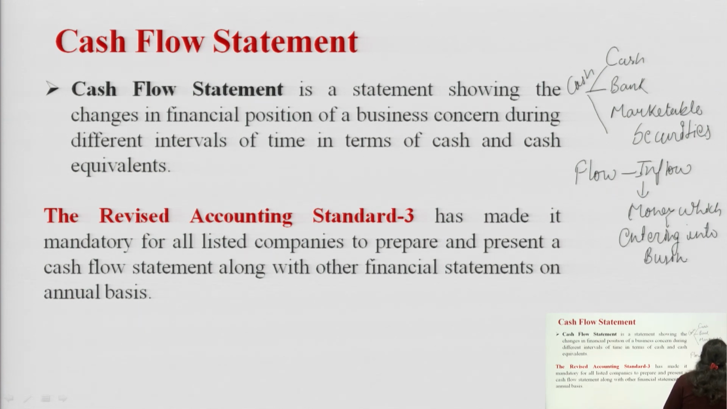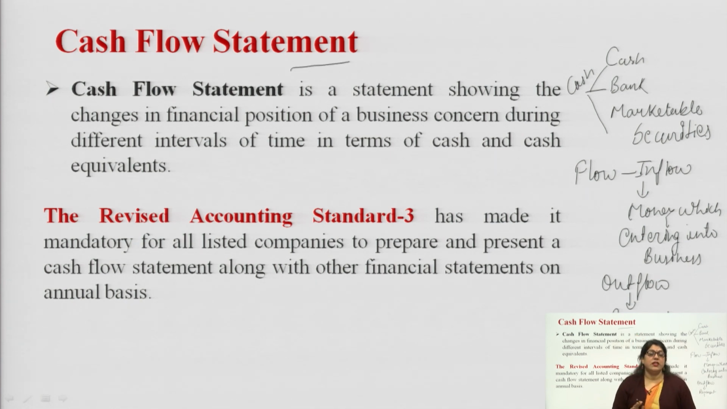The second part is the outflow. Outflow means the money which is going out, means you are making a payment. While making the payment to the other party, that money is going from your account to the other person's account. The third term is statement. Once you are compiling all these things together and representing them to somebody else, giving a proper formal format to all the expenses, incomes, inflows and outflows, cash and cash equivalents, that is known as the statement.